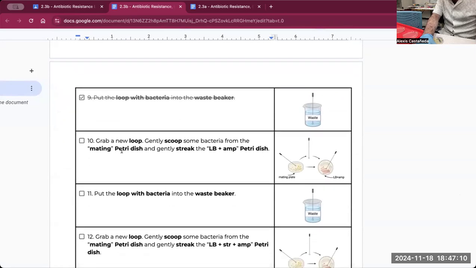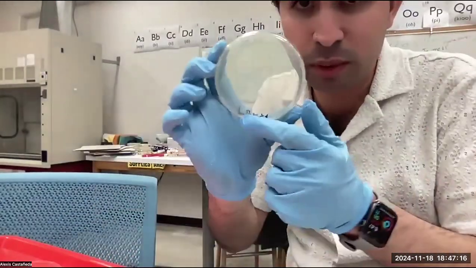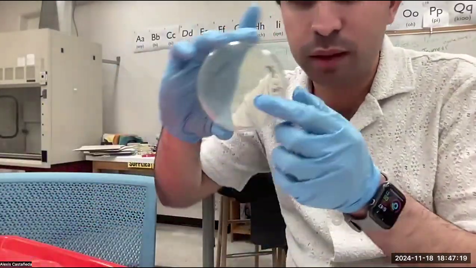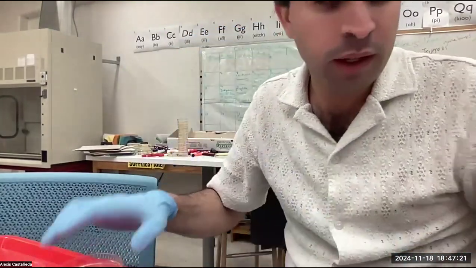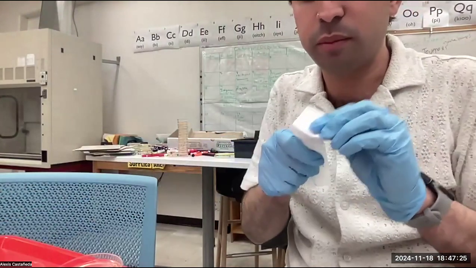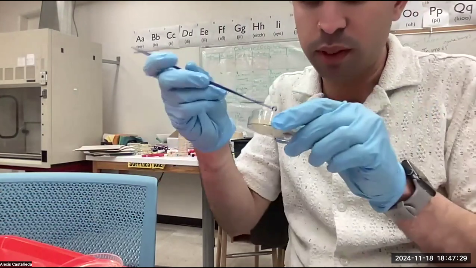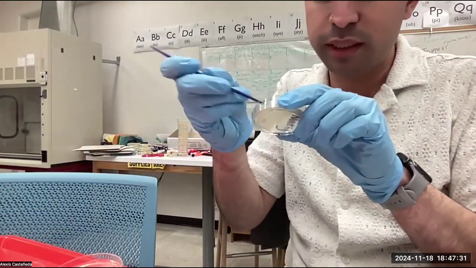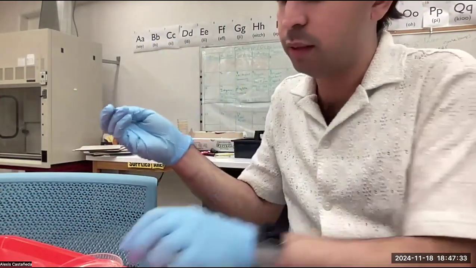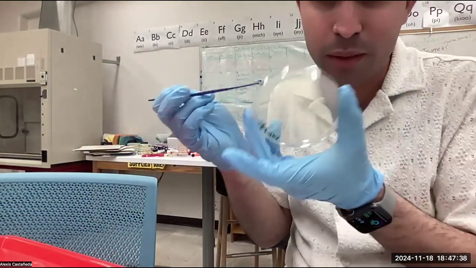So now we're going to grab a new loop and put these on the plate that says LB plus AMP. So this plate, the LB plus STR, this plate is done. We're going to grab the plate that says LB plus AMP. I'm going to grab a new loop and take bacteria from my mating plate and put it on. So I'll grab some bacteria, streak over the surface, and put it on the LB plus AMP plate, sorry.